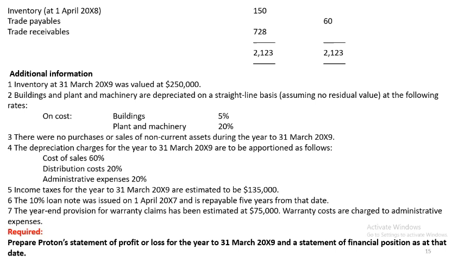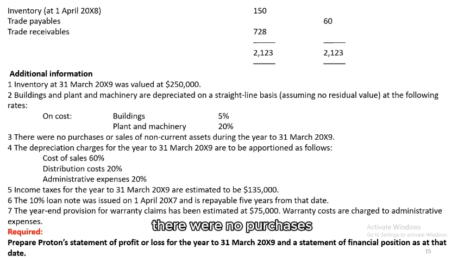2,123. Additional information. One, inventory at March 31, 2009 was valued at $250,000. Two, buildings and plant and machinery are depreciated on a straight-line basis, assuming no residual value, at the following rates on cost: buildings 5%, plant and machinery 20%.